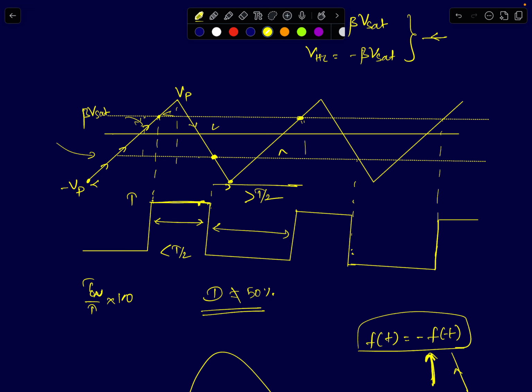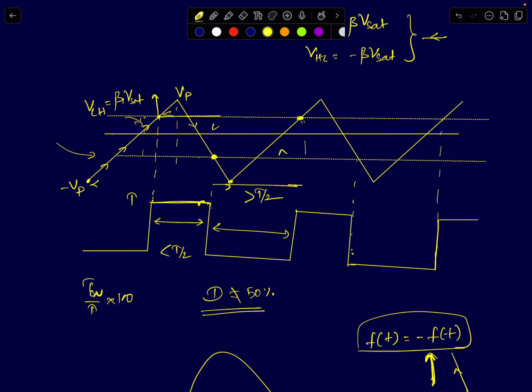So let's assume this transition point happens to be at some voltage. Let's call it VLH, which I'm going to call beta 1 V sat. It's proportional to V sat, but it's not exactly the same beta. I'm going to call it some beta 1 V sat. Beta 1 is less than 1. Now the high to low threshold point, I don't want it to be at minus beta V sat. Instead, I will start from this point, draw a line and find the time at which it reaches T/2 seconds.